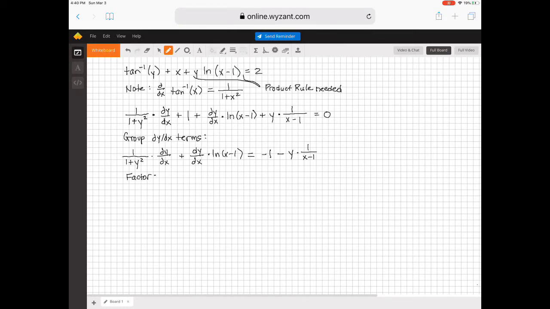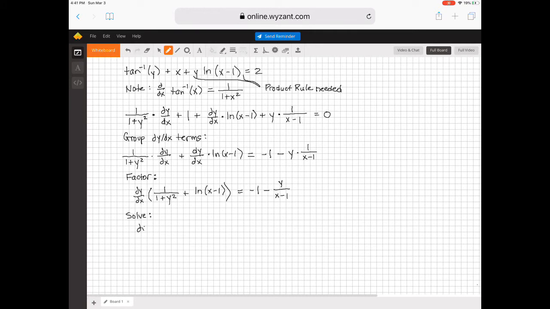We want to narrow the left-hand side down to having just one dy dx in it. So we'll do that by factoring. If we factor out a dy dx from these two terms, inside the parentheses we'll have 1 over 1 plus y squared plus the natural log of x minus 1. On the right-hand side, we'll do a bit of algebra simplification, multiplying the y times the 1 over x minus 1 to create a single fraction.